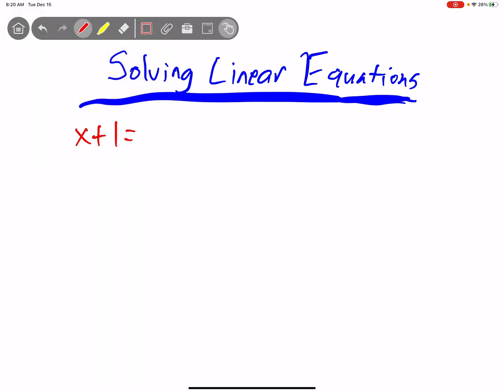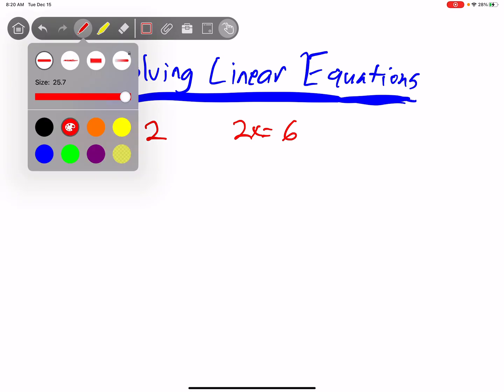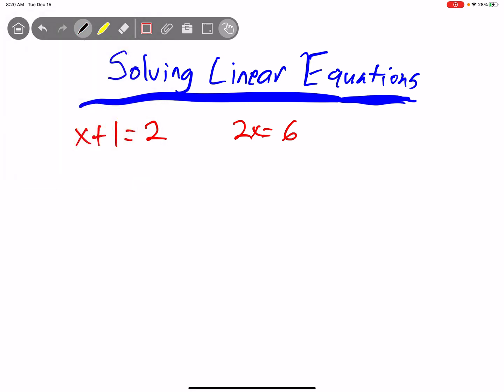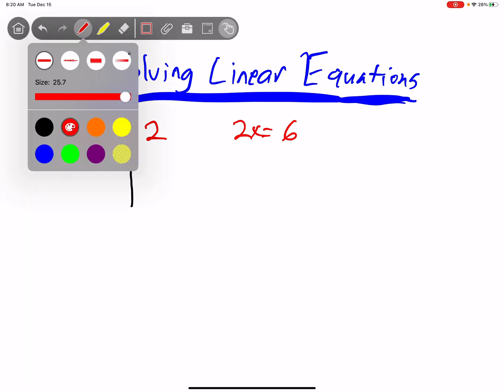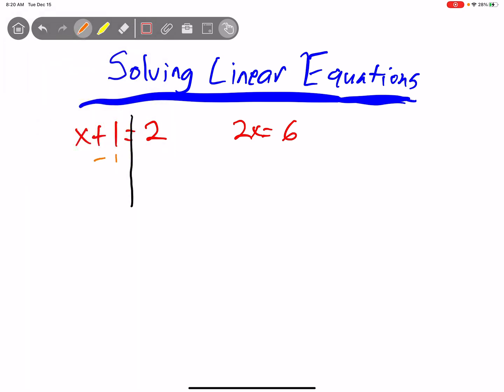X plus 1 equals 2, or 2x equals 6, right? And we learned that if we separate these and make this imaginary mirror, that we can use inverse operations, which basically means to do the opposite of everything that's attached to x. Well, right now it says x plus 1. If I want to solve for x, which is my goal, I need to subtract 1, subtract 1.